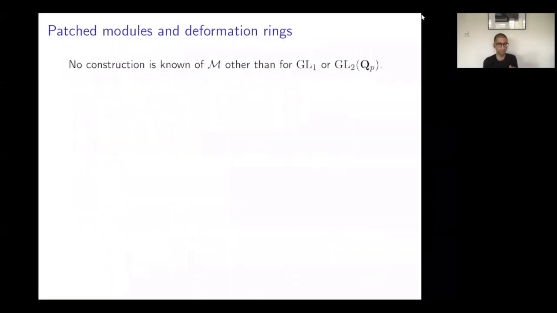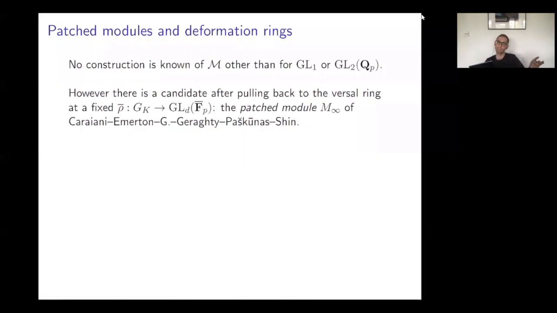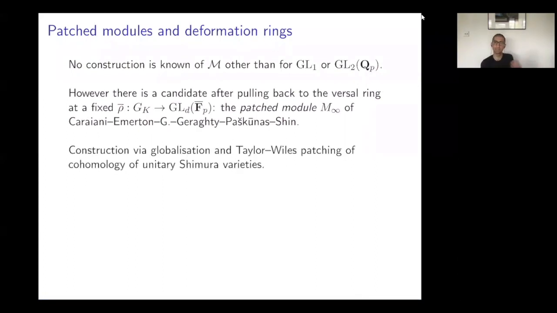Okay, well, I'm almost done, but I just wanted to relate this back down to something more usual, because no construction is known of this p-adic local Langlands sheaf other than for GL1, where it's not so interesting, or GL2 of Qp, where, as I say, we can make Colmez's construction work in families. But Caraiani, Emerton, Gee, Paškūnas, and Shin constructed a candidate for this correspondence in that case. Now, that construction has its deficiencies because it's a global construction, uses Taylor-Wiles patching, and in particular, it's not at all clear that the thing you construct is independent of a lot of global choices.